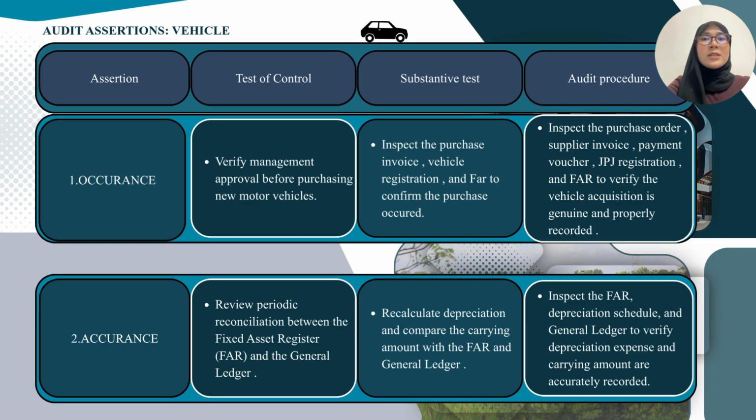Next, number 2 is accuracy. Review periodic reconciliations between the fixed asset register, that's the FAR, and general ledger. Next one is recalculate depreciation and compare carrying amount with the FAR and general ledger. The last one is inspect the FAR depreciation schedule and general ledger to verify depreciation expense and carrying amount are accurately recorded. For example, the company records annual depreciation of 8,000. The auditor recalculates depreciation to ensure the amount is correct.